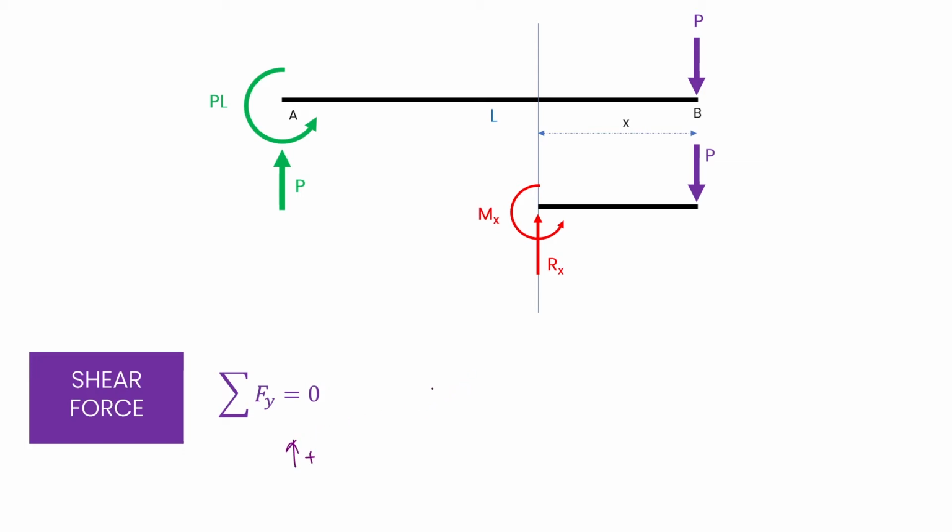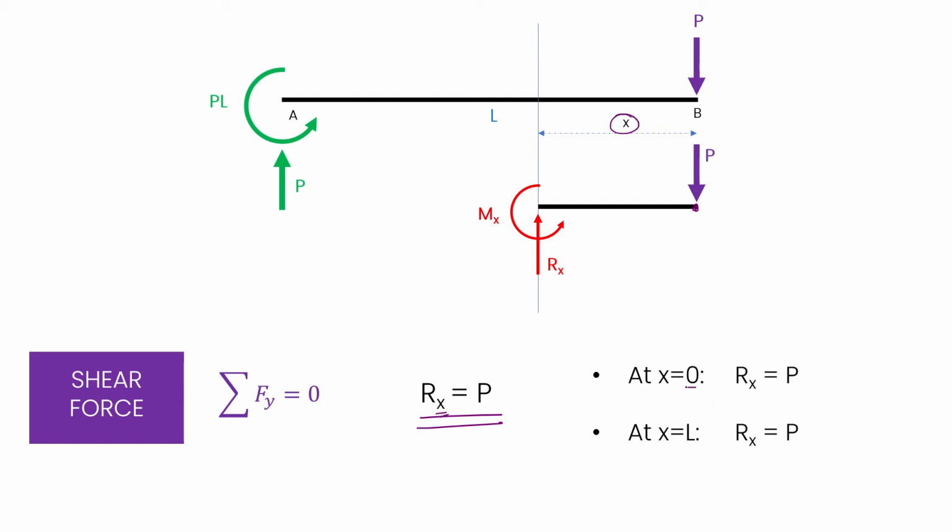Upward is positive, and hence we can see we have a positive Rx value, which is moving upwards, and a negative P value, which is moving downwards. And hence we get this is equal to 0, and hence Rx becomes P. So this is what we get. Rx becomes P. Now at X equals 0, you can see that there is no interrelation between Rx and the value of X. And hence, even at X equals 0, the Rx will be P.